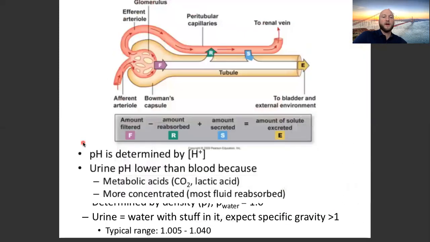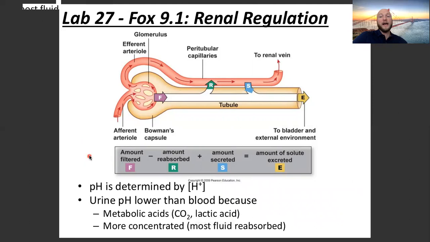Specific gravity. Here's a good question. How did we figure out urine pH in lab? We used a test strip. So it's a piece of paper. You dip the piece of paper into the urine sample, and then it will change colors, and you can compare the color it changes to a set of known colors with known pHs.